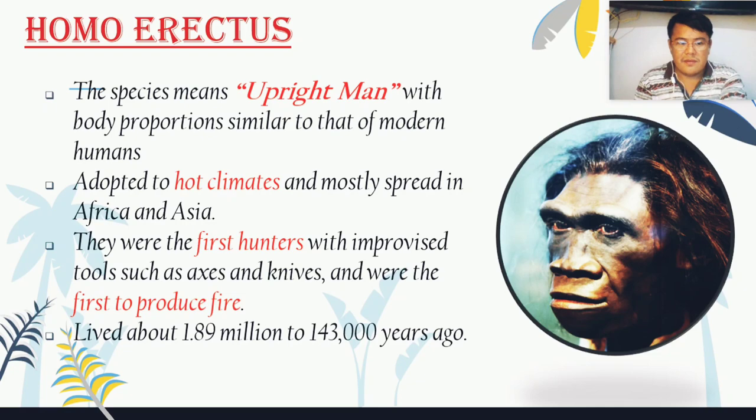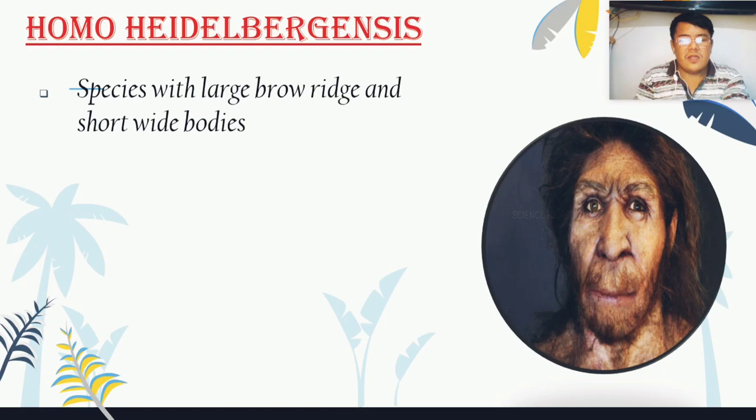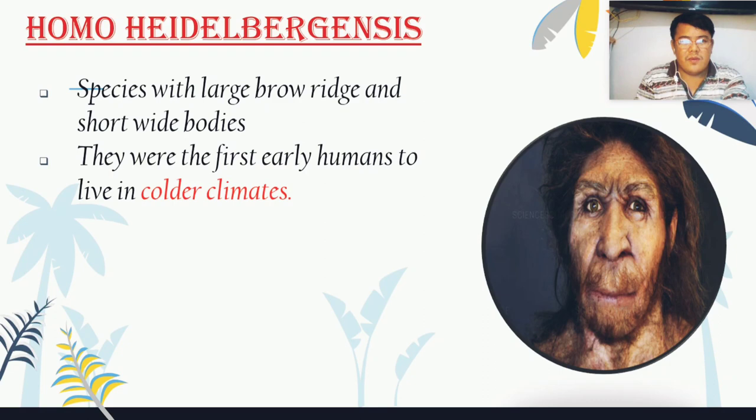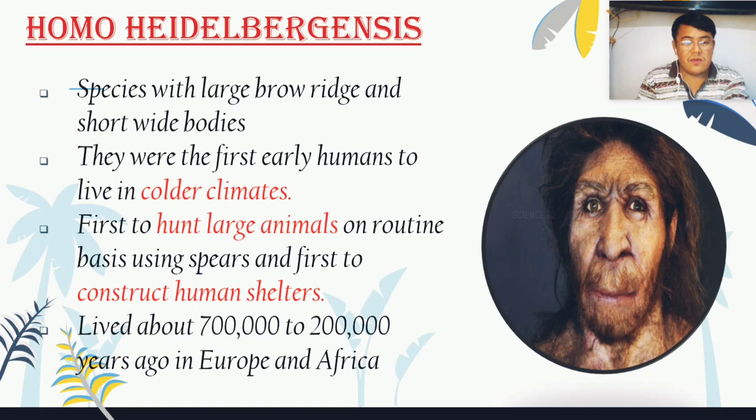Next, Homo heidelbergensis. A species with large brow ridge and short wide bodies. They were the first early humans to live in colder climates. First to hunt large animals on routine basis using spears and first to construct human shelters. Lived about 700,000 to 200,000 years ago in Europe and Africa.